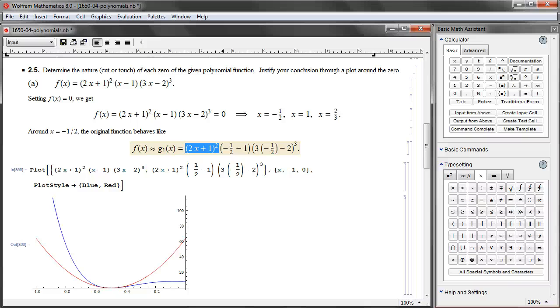So what kind of behavior does this graph g have? This part is just a number, so it simply stretches or flips, nothing much. What we have is just a power function of degree 2. That's a parabola. So the graph of the original function, just like the graph of g1, behaves like a parabolic graph, touches the x-axis and then bounces back. And that's the same for any even power function, any even multiplicity.